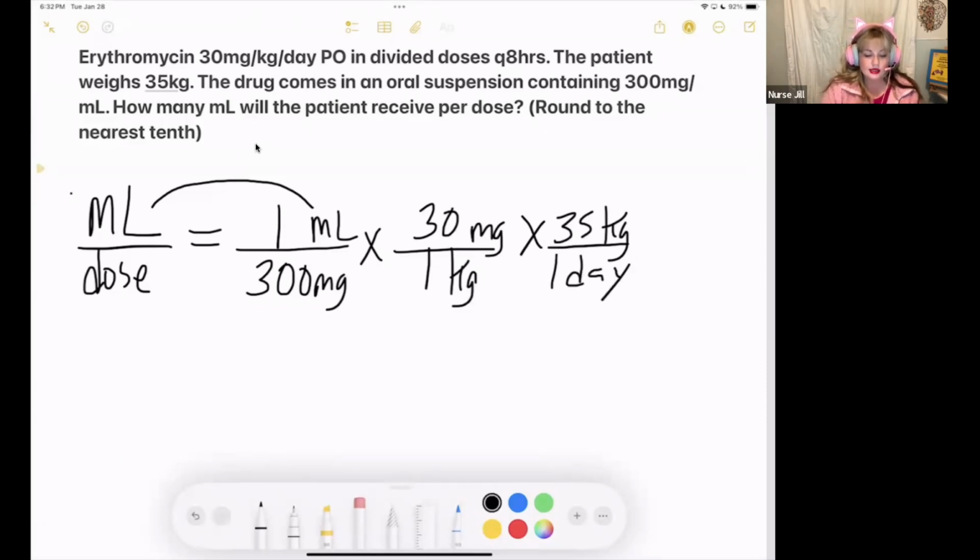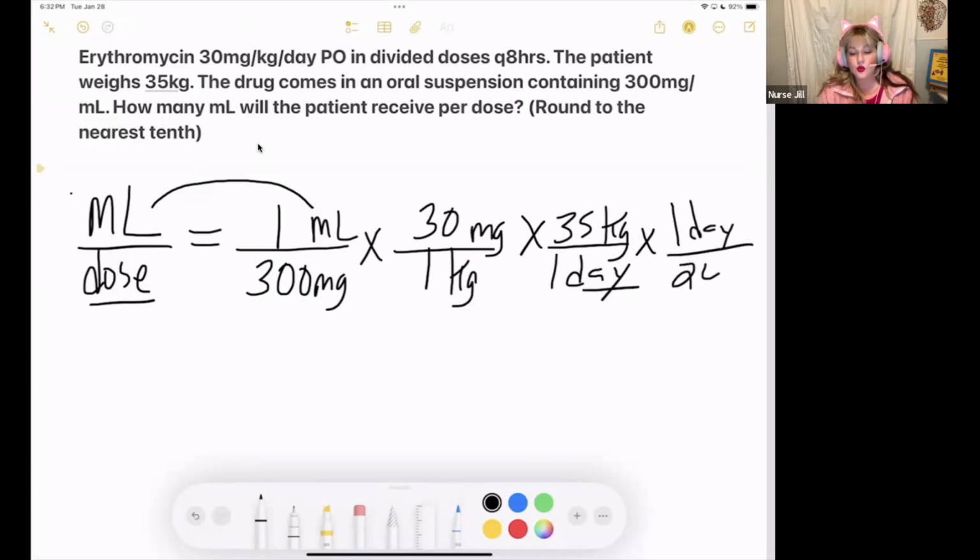Well, the question is asking us per dose. So we're not going to end with day because there's a time component in our question. So we have the Q8 hours. So even though they get this much per day, we know we're going to have to break that up into per dose. There's a few ways you could do this, but I'm going to keep it simple and go by what's in my question. If it's in hours, I'm going to go with my hours component. So I'm going to use a conversion and I'm going to say 1 day has 24 hours. And then I'm going to do one more.